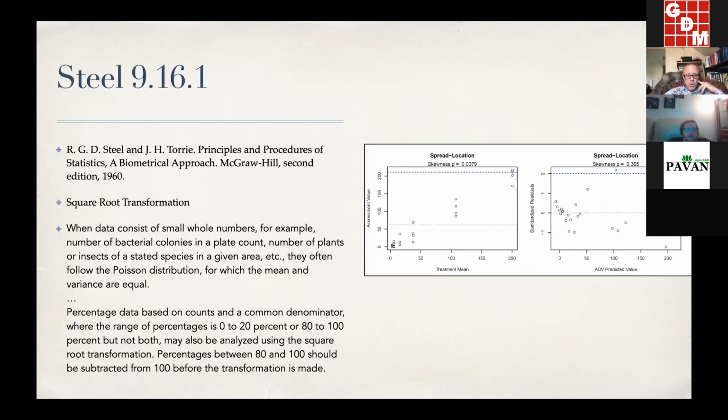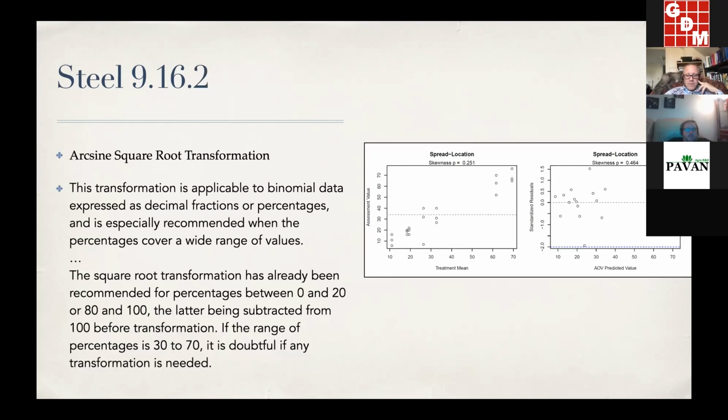I also include quotes from Steel and Torrie. One reason we haven't encoded any particular range values for percentages is that Steel and Torrie recommend 0 to 20% instead of 0 to 30% for the ranges for arcsine square root or square root transformation. So there is a little bit of disagreement in the literature on the best range of values.